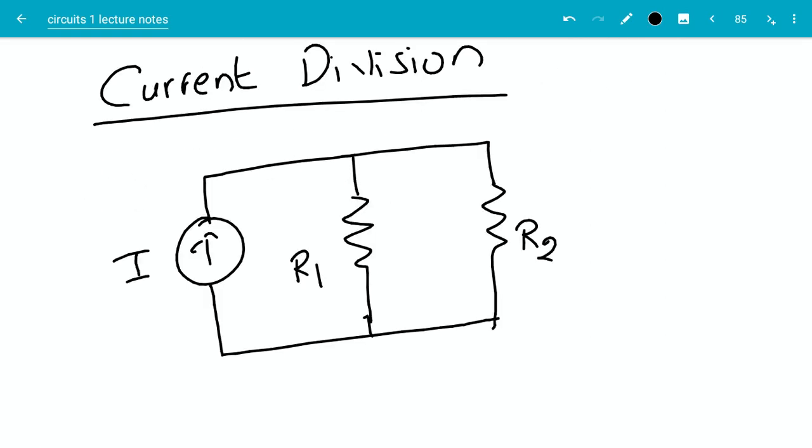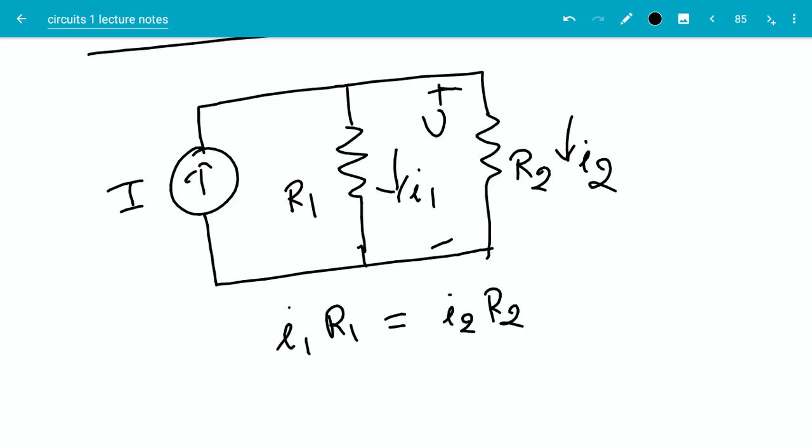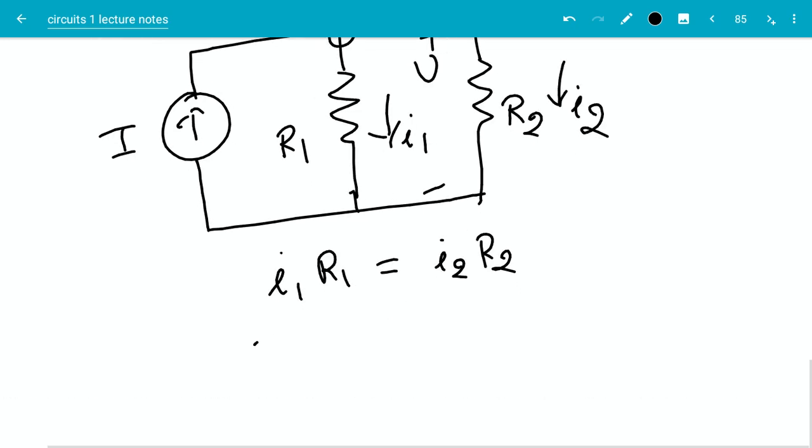Let's say I have a current source connected in parallel to two parallel resistors R1 and R2. Let's assume there's current I1 through R1 and I2 through R2. Since R1 and R2 are parallel, the voltage across them will be the same, which means I1 R1 should be equal to I2 R2 according to Ohm's law. Now, if I apply KCL at that node, I get I is equal to I1 plus I2.